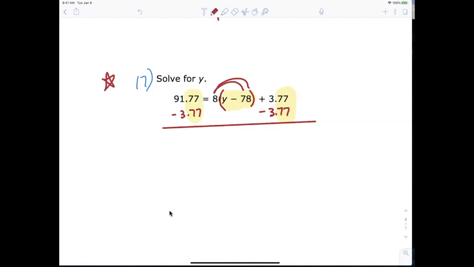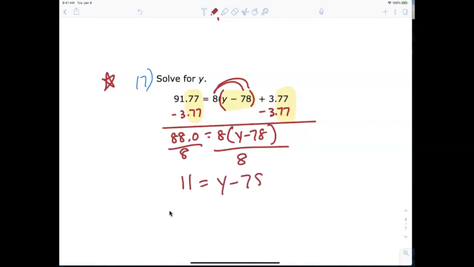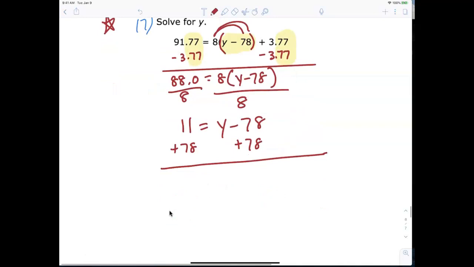And now look what happens. That becomes 0, and then, wow, look at that. 88 equals 8 times y minus 78. Now, why was that nice? Because now I can just divide both sides by 8, and I get 11 is equal to y minus 78. Now I'm going to add 78, and I end up with 89. So y equals 89.